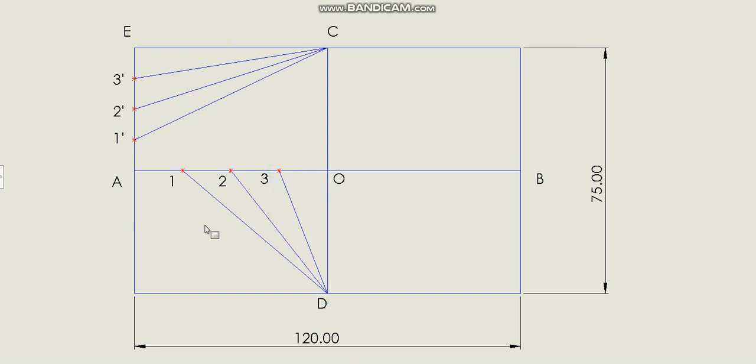Now I have to extend these lines D1, D2 and D3 up to 1 dash, 2 dash and 3 dash. But the line D1 will go only up to the 1 dash line, D2 will go only up to the 2 dash line and D3 will go only up to the 3 dash line, so that we'll get the points on these lines. So D1 goes up to 1 dash, D2 goes up to 2 dash and D3 goes up to 3 dash. These are the points which I got now.